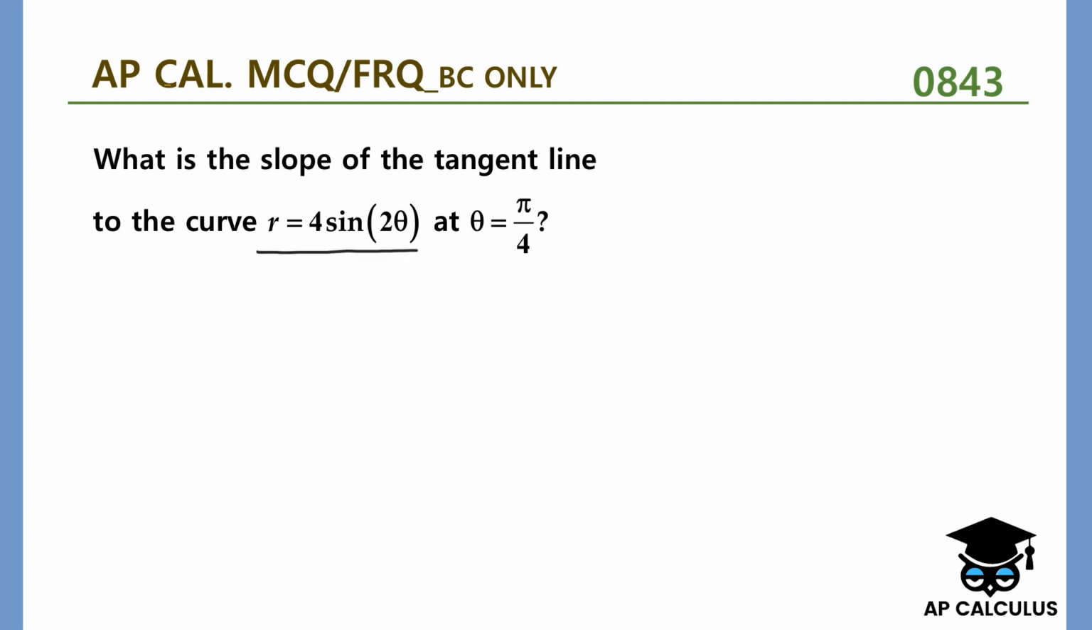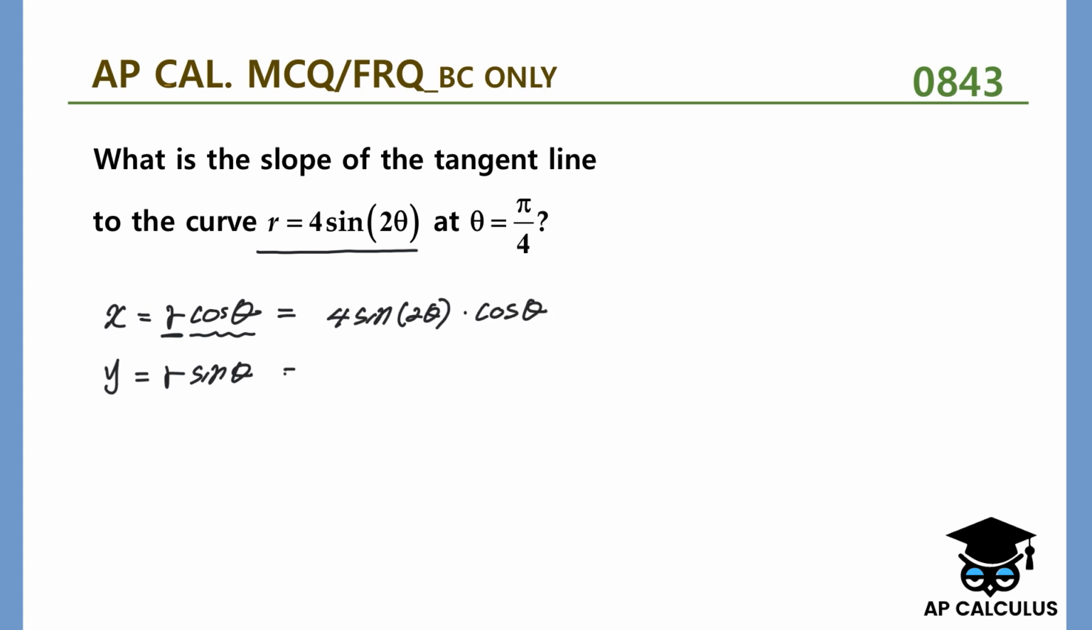Remember, the x coordinate in terms of r and θ is always equal to r cos θ, and the y coordinate is r sin θ, right? So, since r is 4 sin 2θ, we have x = 4 sin 2θ times cos θ. And our y coordinate is r, which is 4 sin 2θ times sin θ, right?